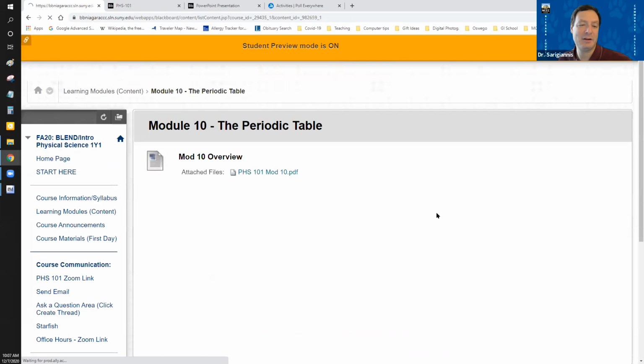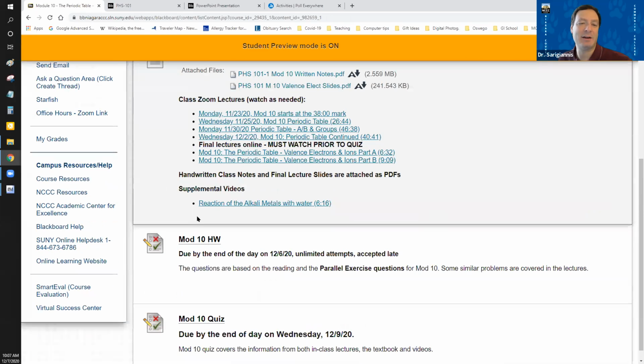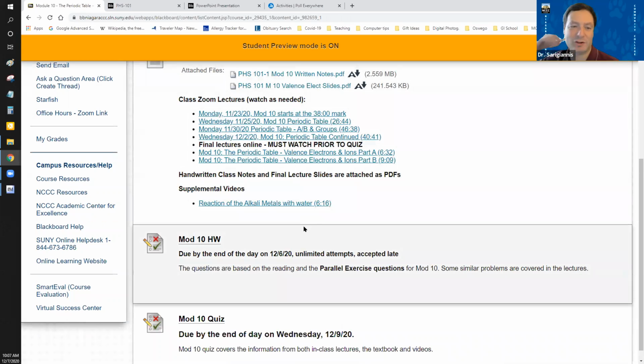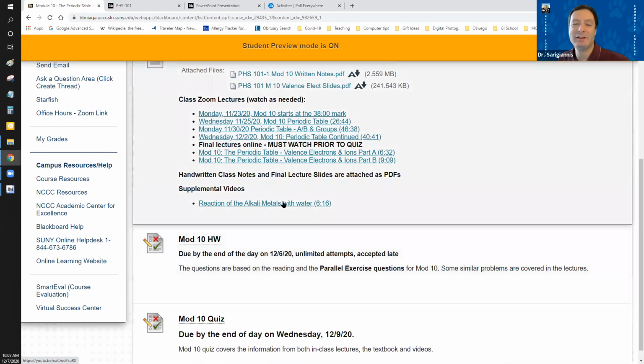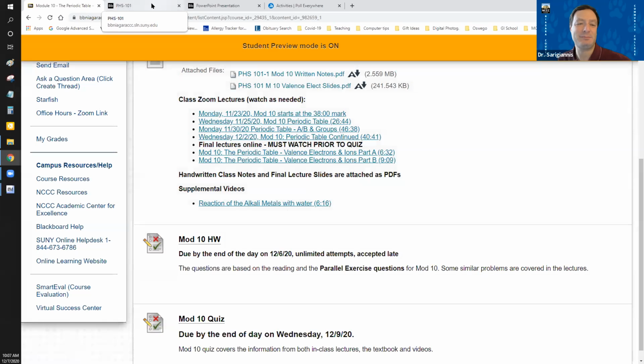And then you have module 10. Let's see, did I put it in here? Yeah. Reaction of alkali metals with water. This is about a 6-minute video. It's a guy doing a demonstration, a chemist doing a demonstration in front of a lecture hall. And he's got a bunch of different apparatuses in the front where he can safely react alkali metals with water. So you can see them react with each other.